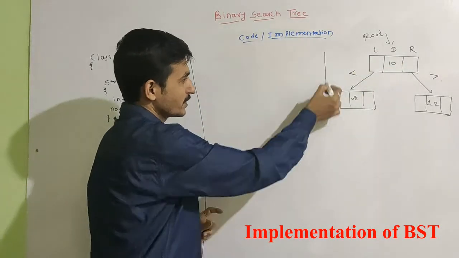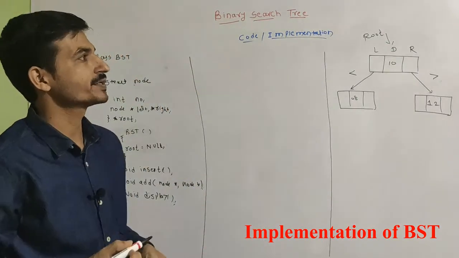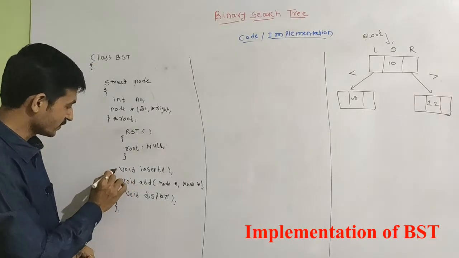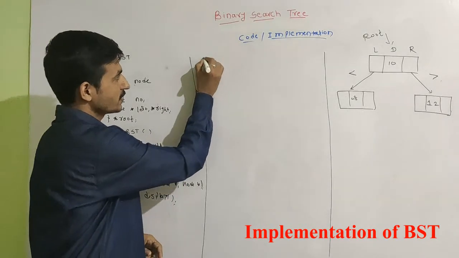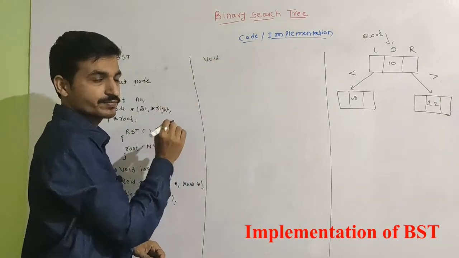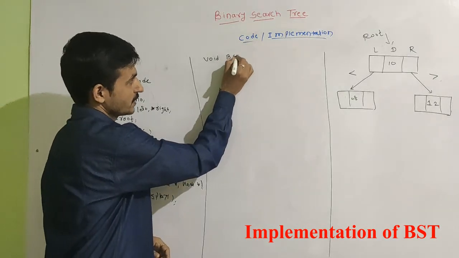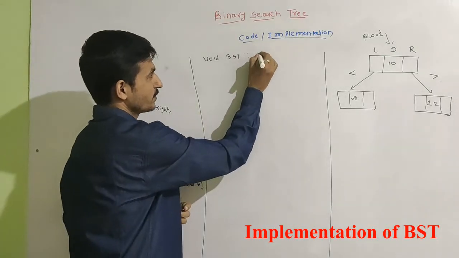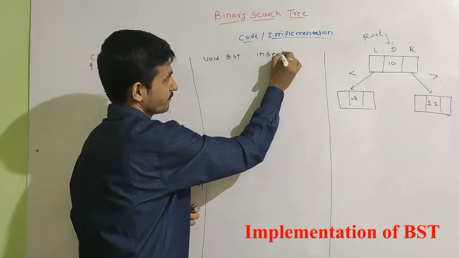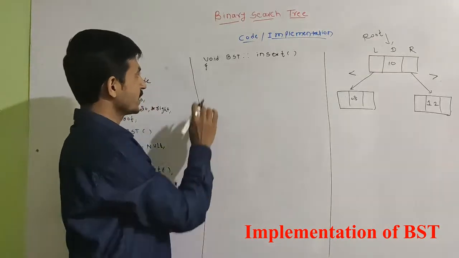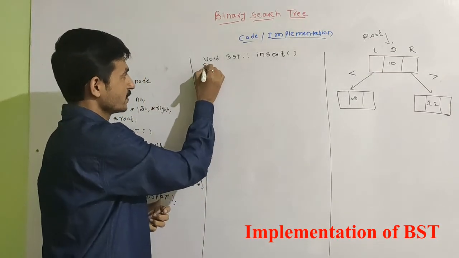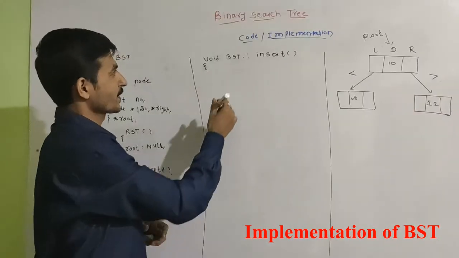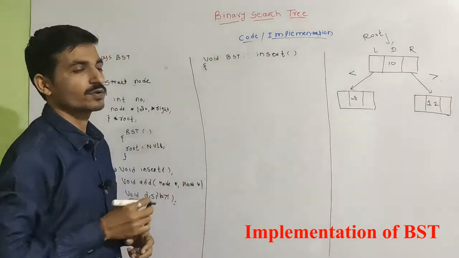Now we'll implement that method one by one to understand how the node is created. So first of all, we'll write this method insert. When I write the method outside the class, return type, class name, scope resolution operator, and then function name, or you can say method name. Inside that method, we will write how we are going to insert a node in a binary search tree. So how to create a particular node.